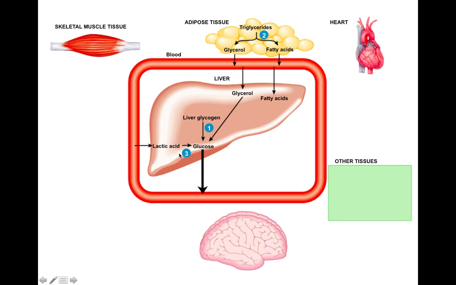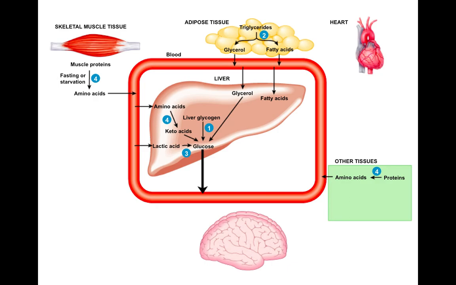Lactic acid that's available can also be converted to glucose, and you can take some of the proteins, and this is really just if you're fasting for a long time or if you are undergoing starvation, you can break apart your proteins into individual amino acids, and then the amino acids can be converted to keto acids and then to glucose. Again, this is a last-ditch effort to make sure your body has energy. Generally, you will not be breaking down your muscle proteins unless you're starving.